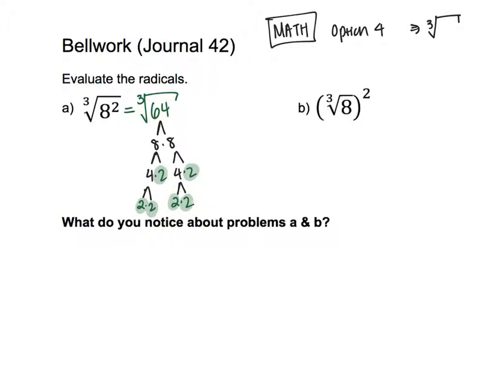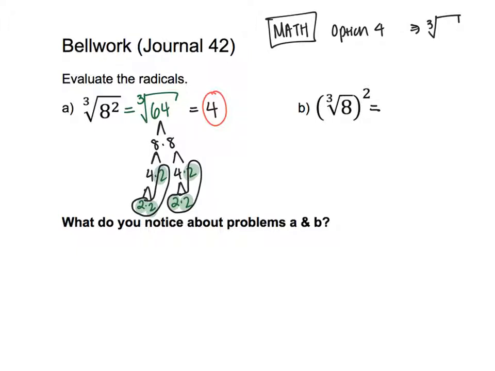So let's group them up. It looks like I have this set of 2's, and then I have this set of 2's. So if one of my triples is 2 and the other one is 2, well, 2 times 2 gives you 4. So it looks like my cube root of 64 is 4. And so that is my first answer. Let's try out problem B.